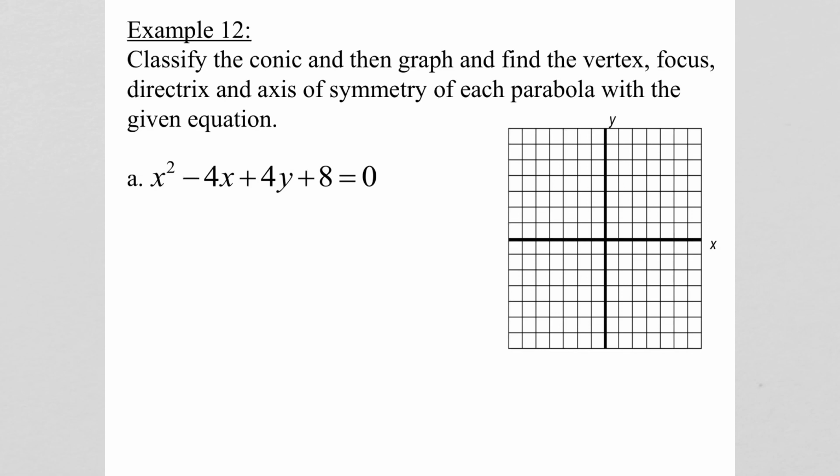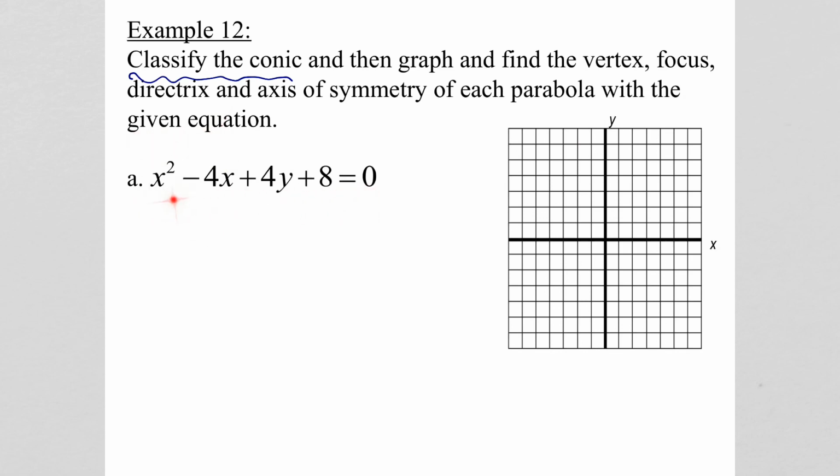This is to classify the conic, and so that should jump out to you as, oh, I need to use b squared minus 4ac to figure out which type of conic this is. And then after we get the equation in standard form, we can graph it and find the vertex, focus, directrix, and axis of symmetry. Of course, the 2 points on the parabola as well with the given equation.